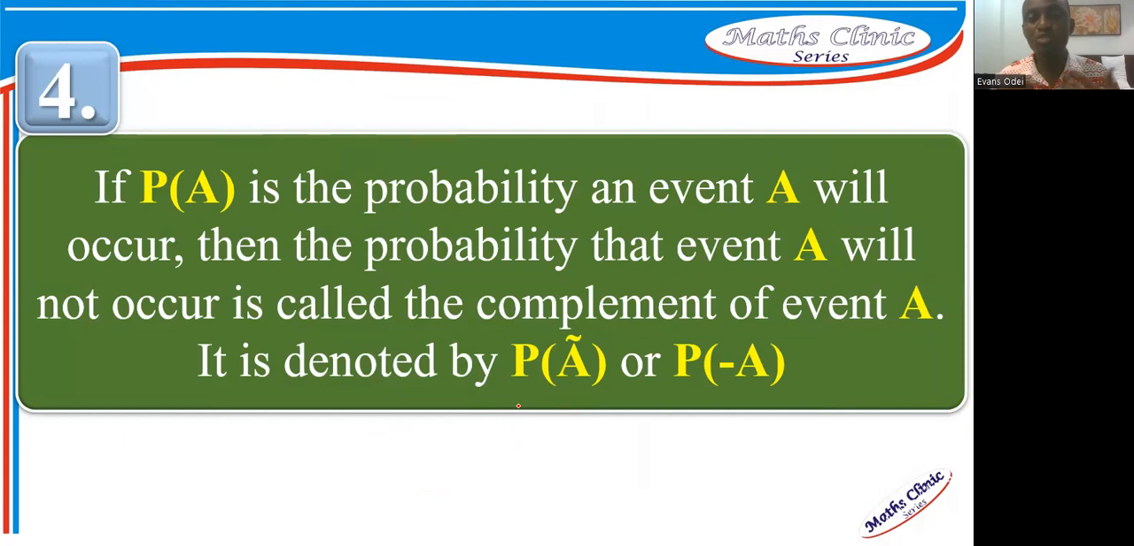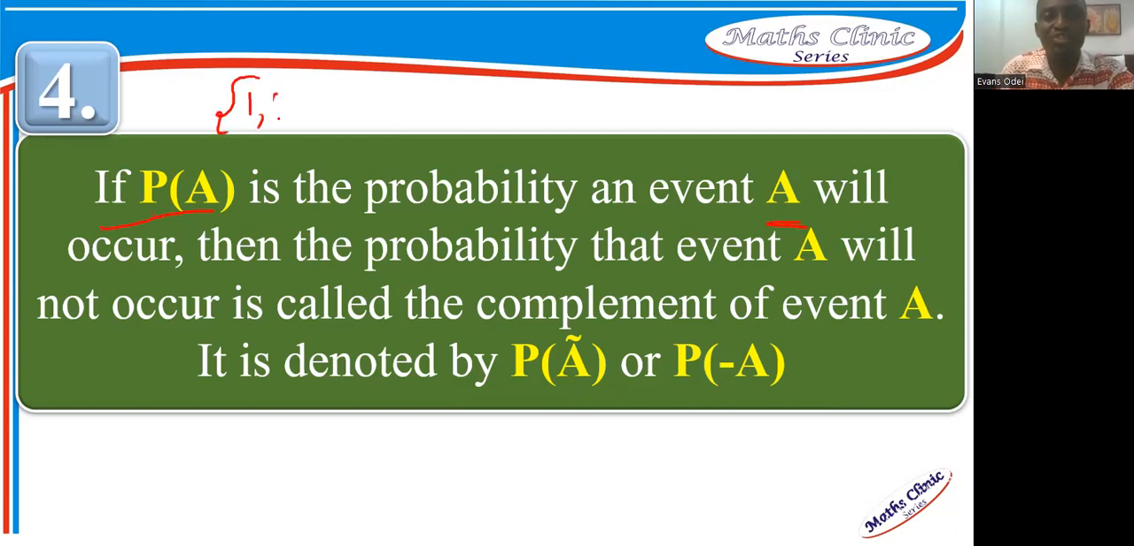It will help you in solving so many questions in probability. If P of A is the probability of an event A, that the event A will occur, let's say it can be even number will occur or odd number will occur, then the probability that event A will not occur is called the complement of event A, which is denoted by this. Now, let me explain further to this because it's very, very important.